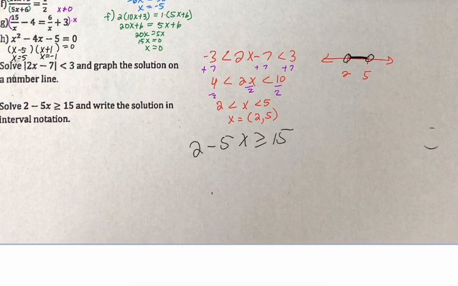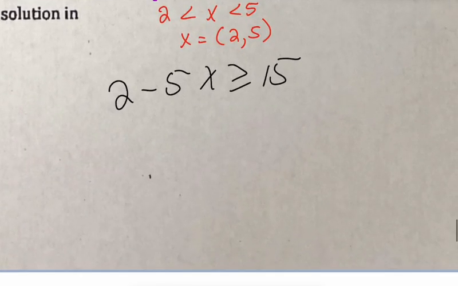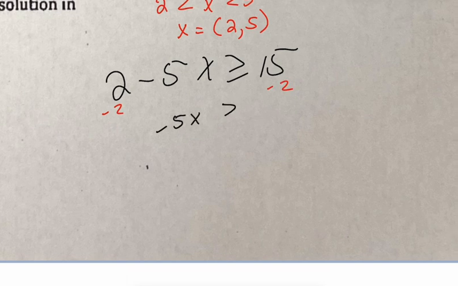They say to solve it and then write your solution in interval notation. Okay. So to solve an inequality, just treat it like an equation. Just remember, if you multiply or divide by a negative, you're going to turn that symbol. That's the only main thing to remember. So subtract 2 from both sides. You get that negative 5x is greater than or equal to 13.